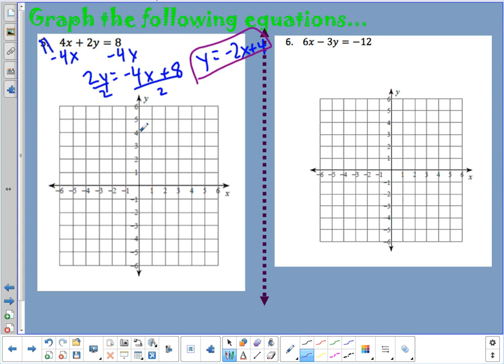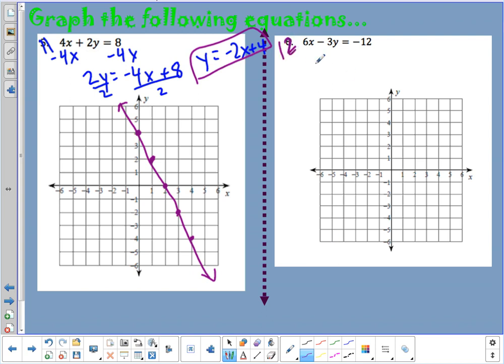So I'm up at positive 4 for my y-intercept. Then I go down 2, right 1, down 2, right 1, down 2, right 1. I could keep going if I wanted to, just as long as you have enough points to give yourself a nice straight line. And I didn't do my line very well. It didn't quite go through that point, but that's what it would look like. Then let's try number 12.